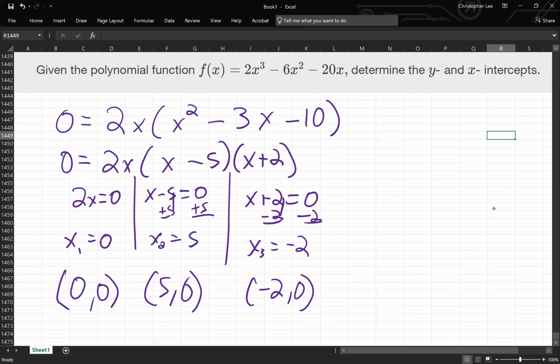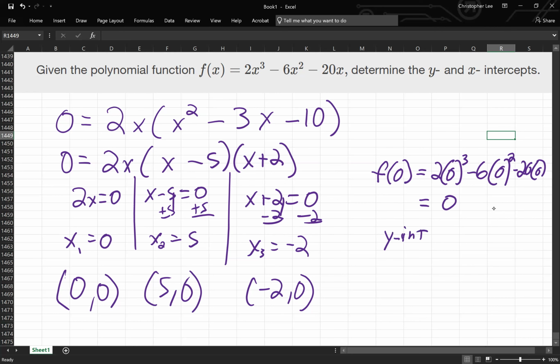What's my y-intercept? So remember how we do that? We're going to do f of 0, right? So we're just plugging in 0. So I got 2 times 0 cubed, minus 6 times 0 squared, minus 20 times 0. All right, so it's 0. So give me the coordinate for the y-intercept. Very good. And that's it. Okay. Questions on that?